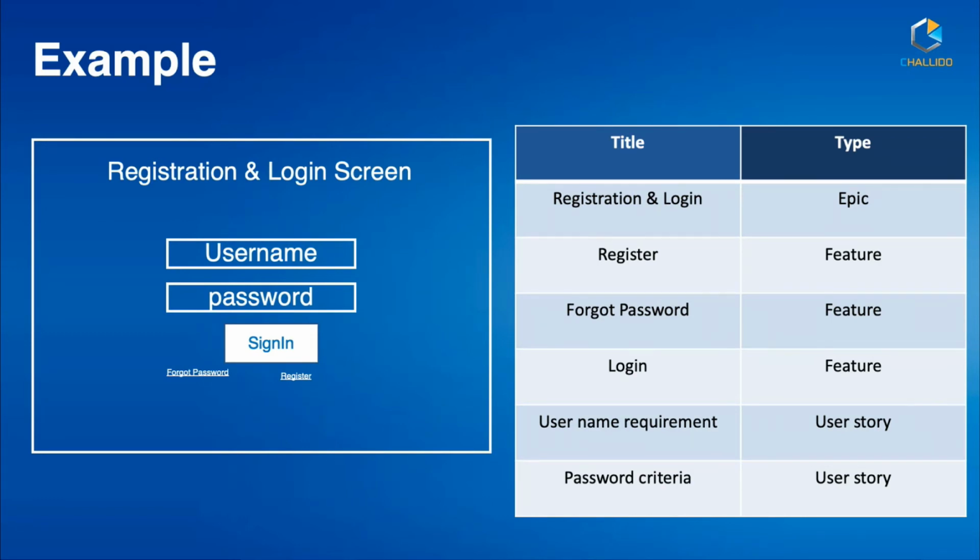So for example, when we have a password, what will be the criteria for a password? Is it 8 letters, is it 4 letters, is it alphanumeric? So implementation of that particular criteria of a password will be a story, because that is something you can complete within a sprint. Or implementation of the UI for the username, password with sign in button will be another story. That way you break them up into features and user stories.